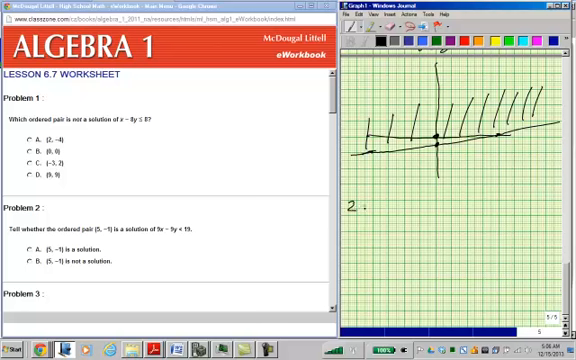Is the ordered pair a solution of 9x minus 9y is less than 19? Well, we just plug it in, okay? So we got 9x minus 9y is less than 19. Notice this is less than, okay? So when we graph this, the boundary line will not be part of the solution, so the boundary line will be broken.